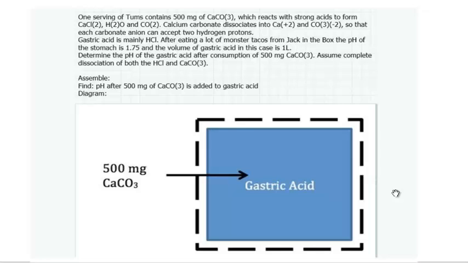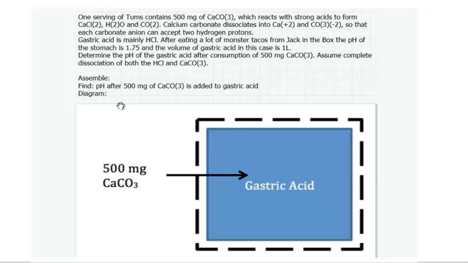Hey guys, today we're going to be going over everybody's favorite acid-base problems. This problem is actually a continuation of a multiple component problem. I'll leave that link in the description. So just take a minute, read over this problem, pause the video.